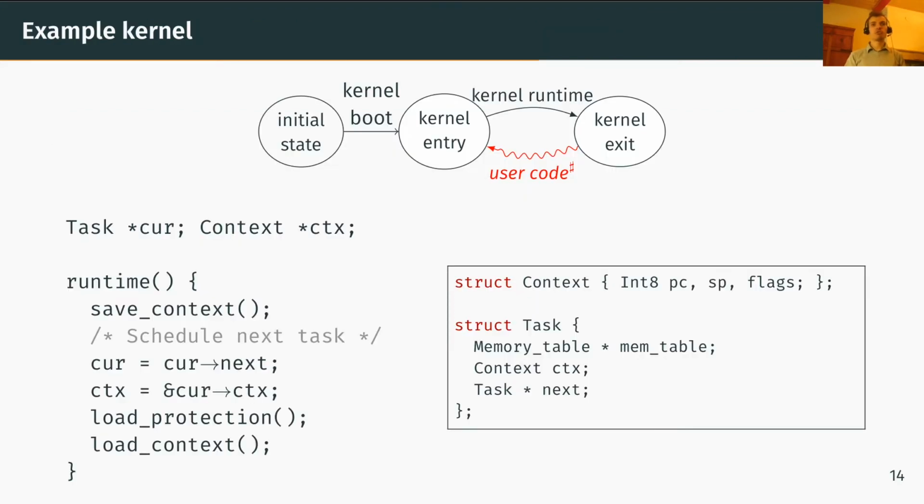I will show how to do it on a very minimal example kernel. So what this kernel does is it saves the context of the task that just got interrupted, then it schedules the next task using a round-robin algorithm and a circular list. It loads memory protection of the new task, and it loads the context of the new task, and then it will give control to the new task.